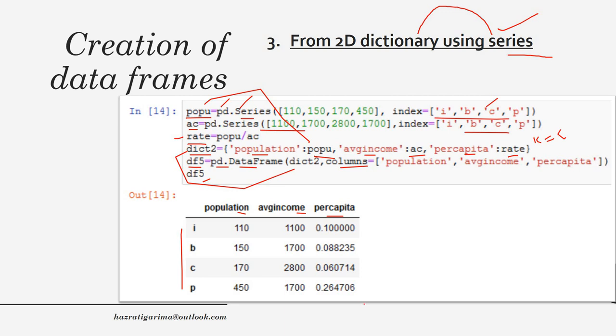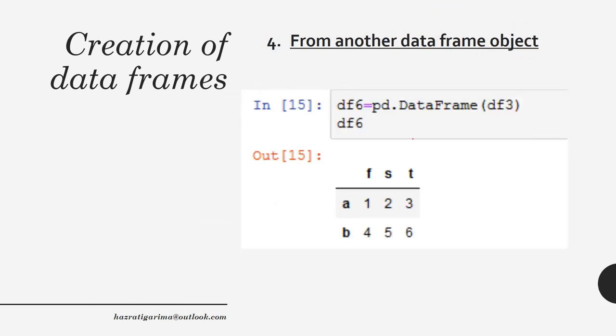Now moving on towards the next one, which is from another data frame object. It's a very simple one. Since we have created df3, the data frame from a 2D ndarray, in which we have given the column names as FST and row labels as A and B, I'm just passing that data frame object to the DataFrame method. I'm printing that other data frame object, df6.